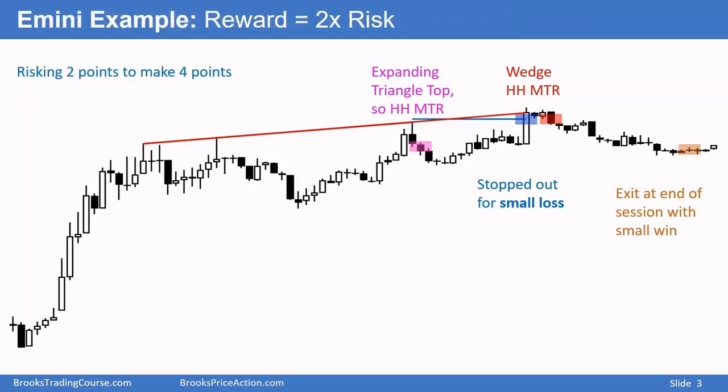In the E-mini, if you're looking for a swing trade, a major reversal is a swing trade. You want the reward to be at least 2 times your risk because your probability of success is only 40%. And you need at least a reward twice your risk to make the trader's equation positive. So for example, if you're risking 2 points, you have to be trying to make 4 points.